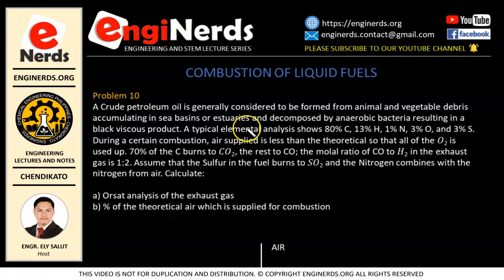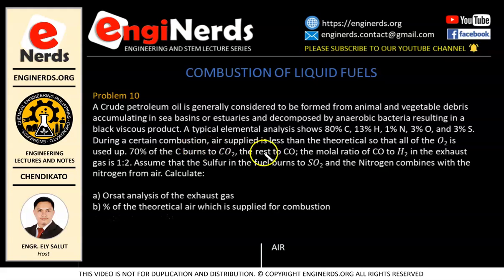A crude petroleum oil is generally considered to be formed from animal and vegetable debris accumulating in sea basins or estuaries and decomposed by anaerobic bacteria, resulting in a black viscous product. A typical elemental analysis shows 80% carbon, 13% hydrogen, 1% nitrogen, 3% oxygen, and 3% sulfur.